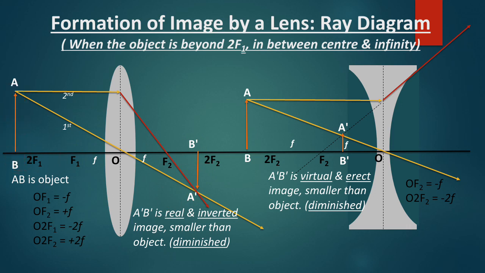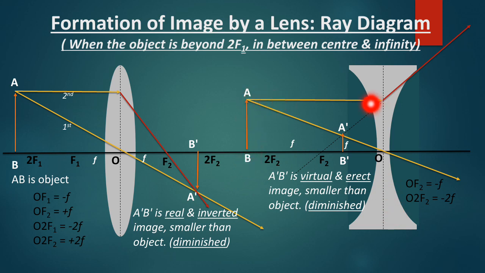Now you see this image. The characteristic of this image is, as the rays are actually meeting, it is a real image. You can see it is an inverted image because A dash is here and B dash is here. So it is real and inverted, and it is smaller than the object. So we'll say that it is a diminished image. The same position of the object we are now taking in front of a concave lens. Here you see these are the light rays incident.